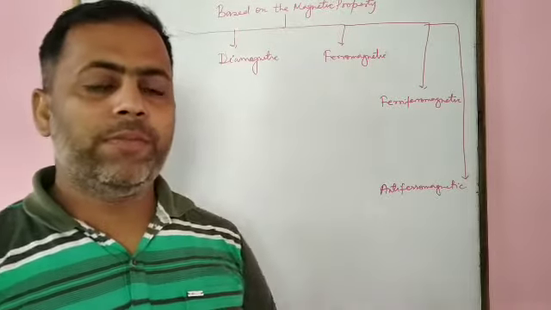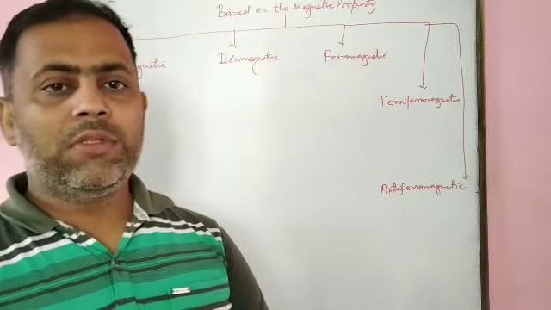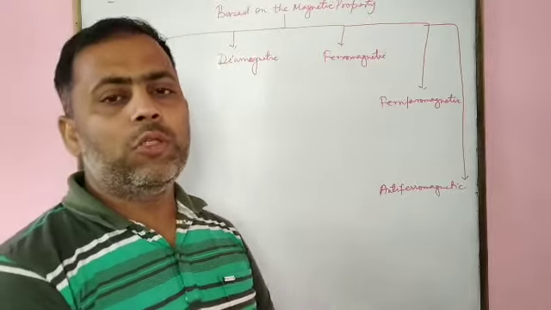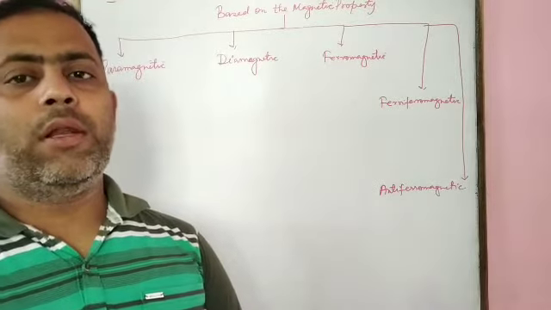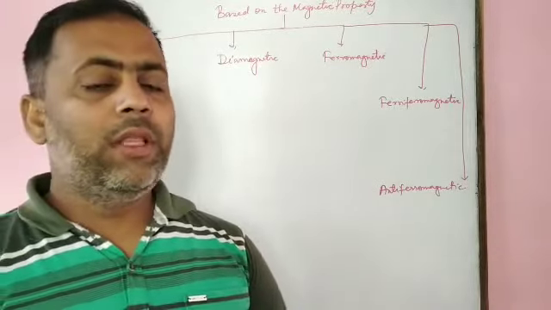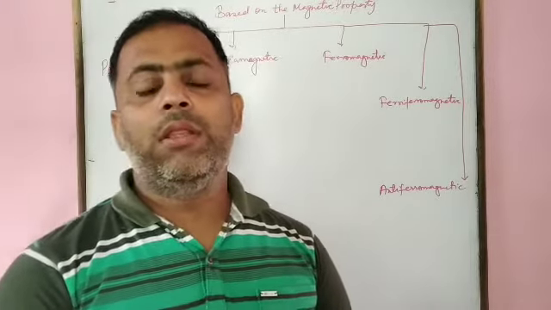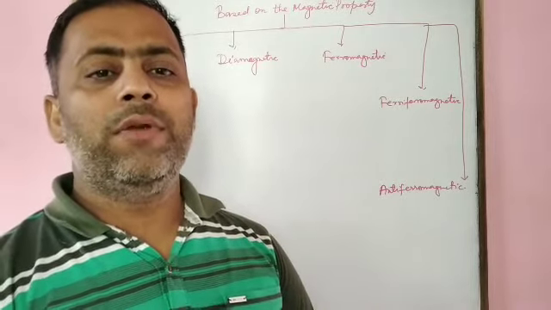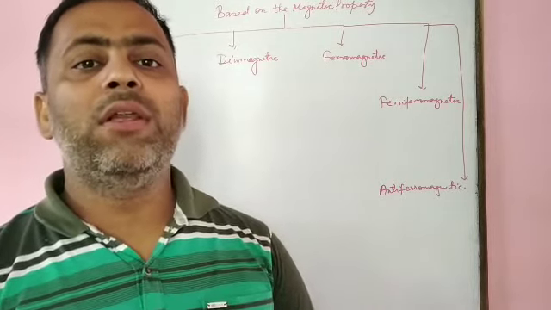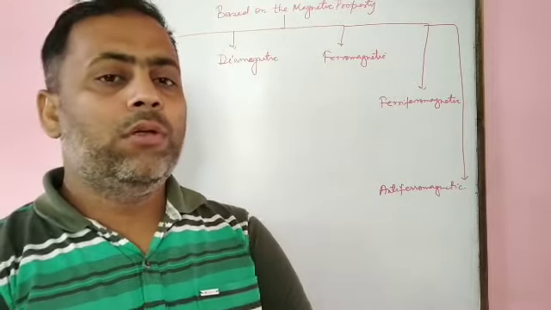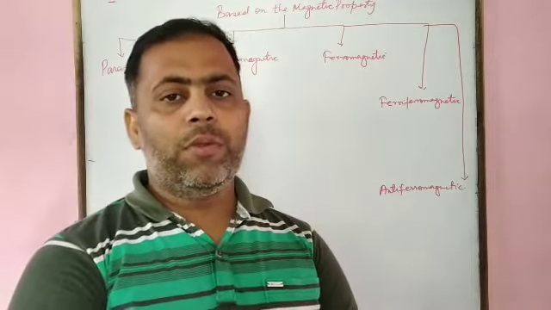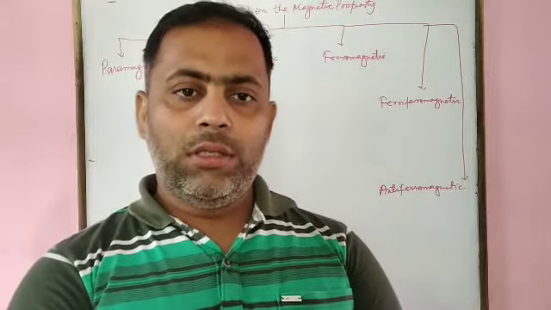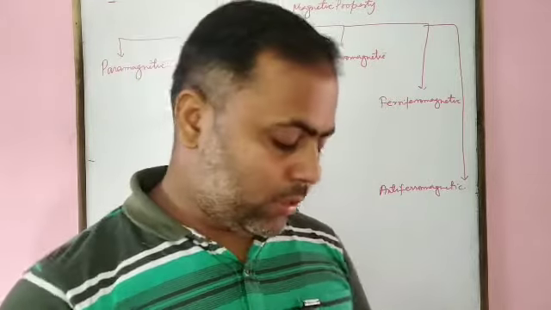Paramagnetic substances are the substances which have unpaired spins, that means they have unpaired spins due to the presence of unpaired electrons. When they are placed in the magnetic field, they are magnetized in the same direction as that of the magnetic field. It means these are weakly attracted by the magnetic field. When they are removed from the magnetic field, they lose their magnetization. This is all about the paramagnetic substances.